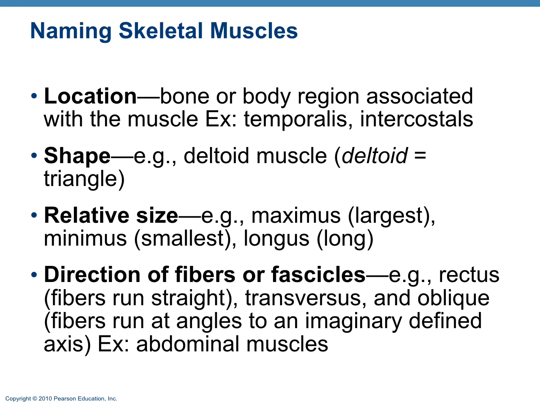We can also name them in the direction of the fibers or fascicles. Remember, the skeletal muscle fibers are the cells and the fascicles are the bundles of fibers. So if you have rectus abdominis, that's your abdominal muscles in the front there, and those are long, straight fibers. Transversus abdominis, they go across, they go transversely, and oblique, internal and external obliques, the fibers run obliquely.